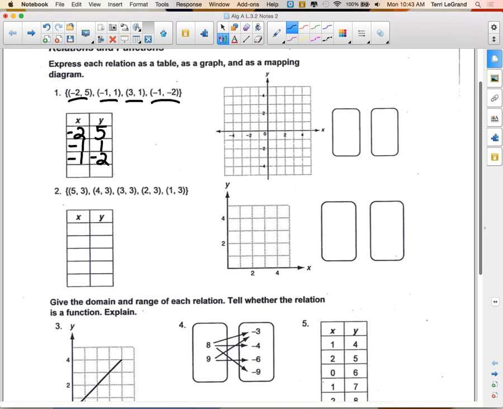And then we only have one ordered pair left. It has an x value of what? 3. And its y value is 1. Okay.